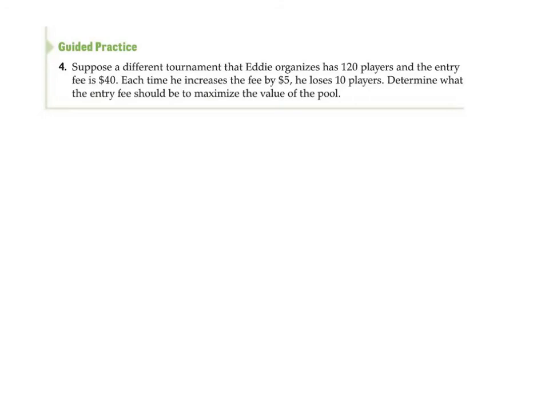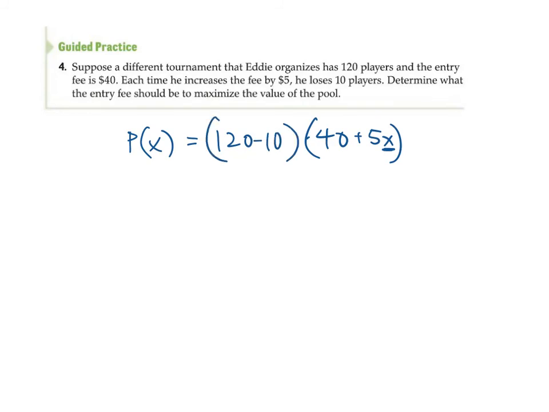So guided practice number 4. The money pool is equal to, originally, 120 people times $40. But every time he increases by $5, where x is the number of times he increases, he would lose 10 people.